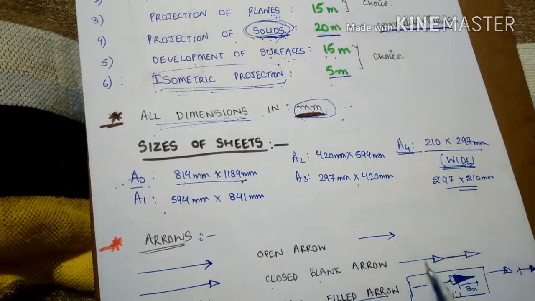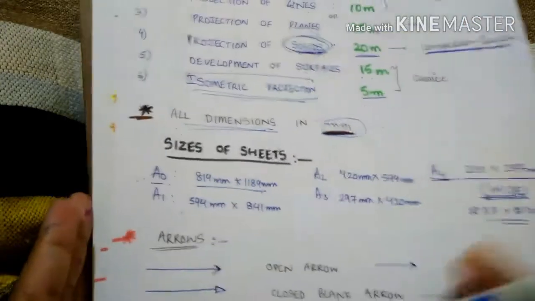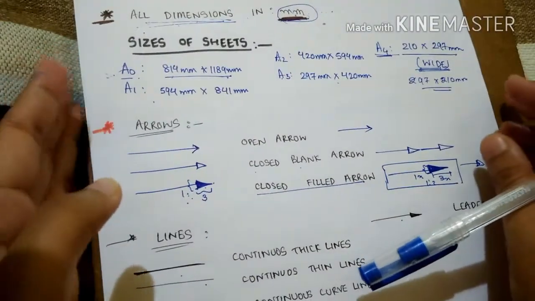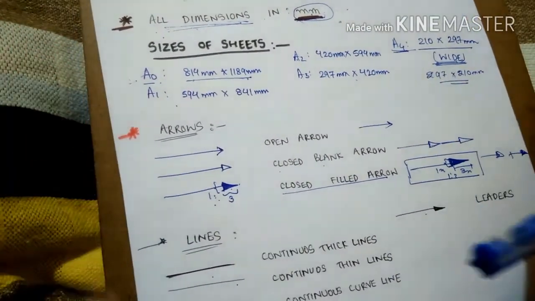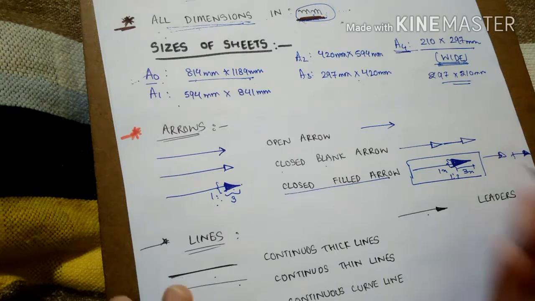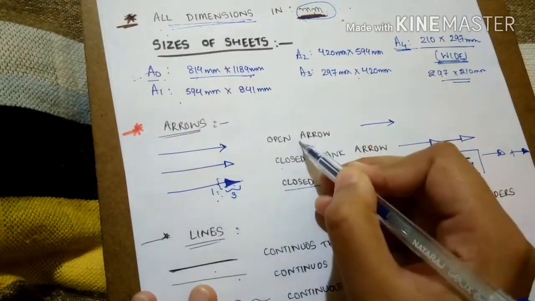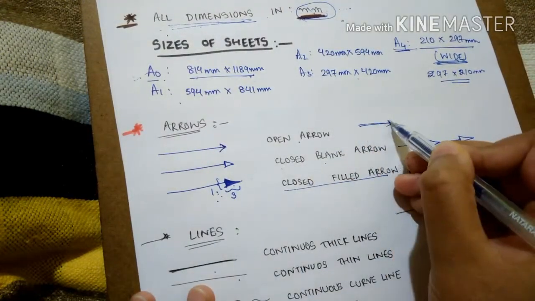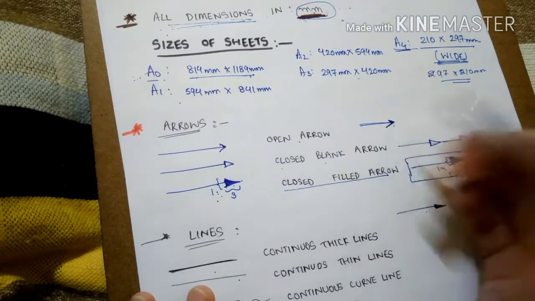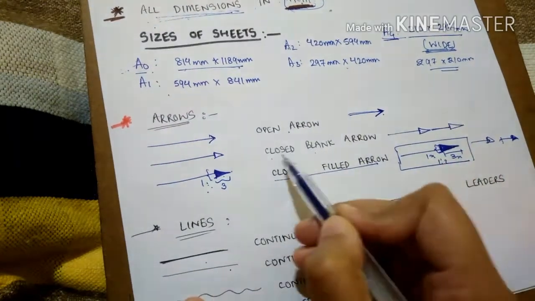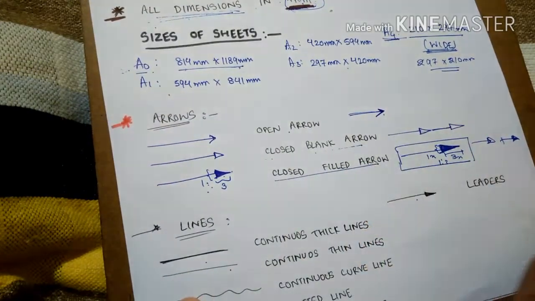Moving to the types of arrows you use, because in engineering drawings you have projections, not other kinds of portraits. So here we use arrows. We use three types of arrows. First is the open arrow, a simple headed arrow we normally use in bulleting things. Closed blank arrow. Why is it called closed blank arrow?